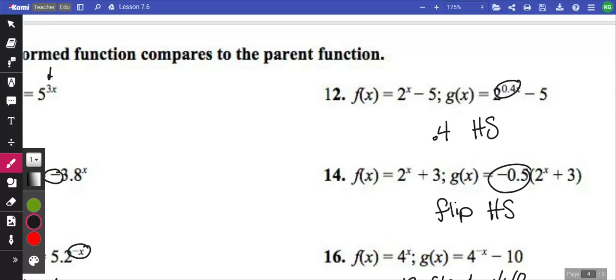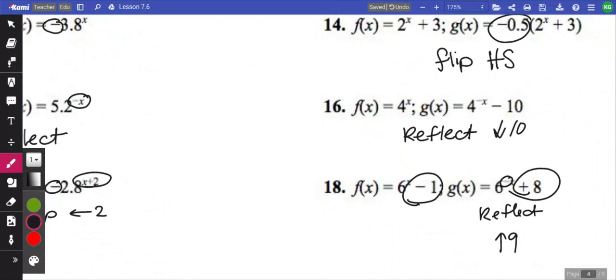Same thing if I look here at 2 to the x power minus 5 as my original, and 2 to the 0.4x minus 5. It looks like this. And when I graph it, there's the original, and there's the more horizontally stretched one. So you can look at all of these in your calculator to double check what you are writing down. So let's look at one of these reflect ones.